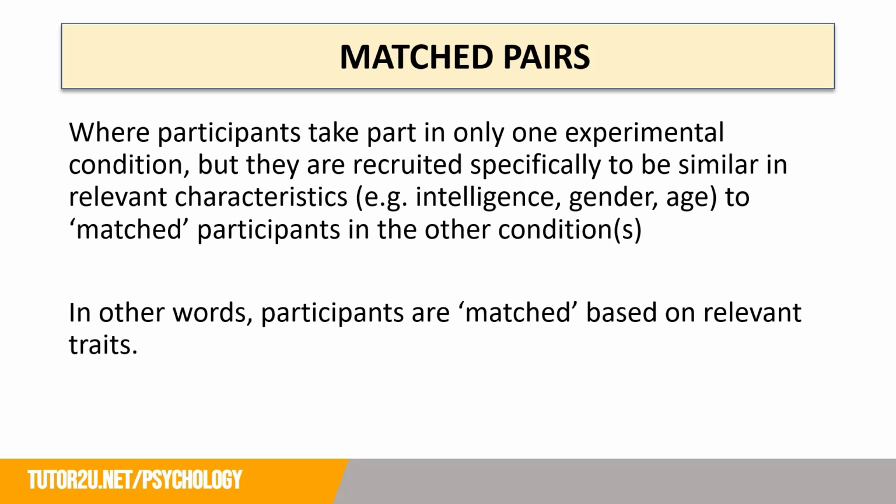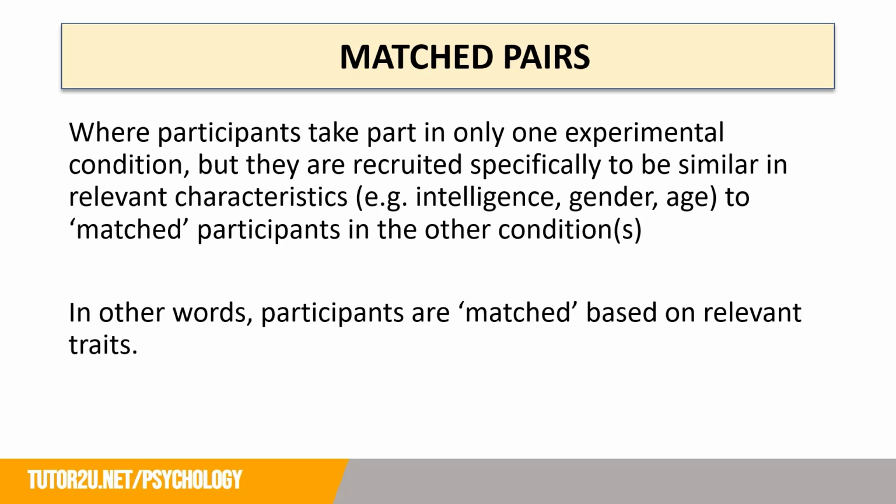The final design you need to know about is a matched pairs design. Now, after the initial step, a matched pairs design is very similar to independent groups. However, a step is taken before. So matched pairs is where participants take part in only one experimental condition, just like independent groups, but they are recruited specifically to be similar in relevant characteristics. For example, intelligence, gender, age, to match participants in the other condition.